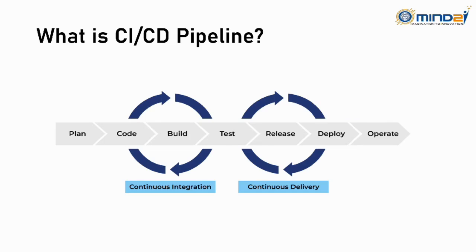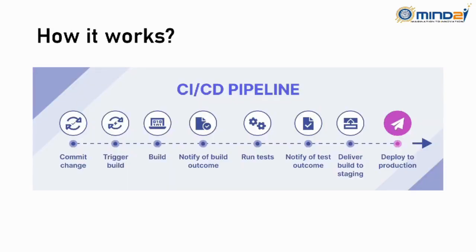So, let's get into how it works. First, developers push code to GitHub or GitLab. Then CI comes into the picture and runs tests. Then CD comes into the picture and deploys the app. All these steps consist of committing change, triggering build, notify of build outcome, running test, notify of test outcome, deliver build to the staging, and deploy to the production.